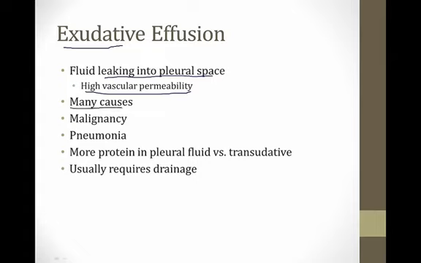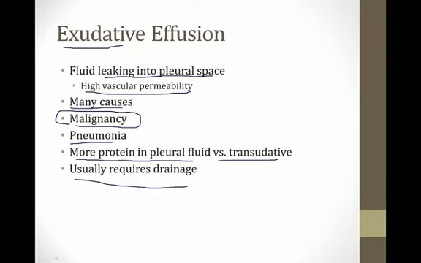There are many causes of exudative effusions, but the one we fear is malignancy. Patients who have tumors in the lungs or tumors that have spread to the pleura can get exudative effusion. Those metastases or those tumor cells can cause the pleural capillary beds to start to leak. Pneumonia can lead to exudative effusions. And as I said before, remember that in these effusions there's more protein in the pleural fluid compared to transudative. And exudative effusions usually require drainage as opposed to transudative ones where you can treat the underlying cause.